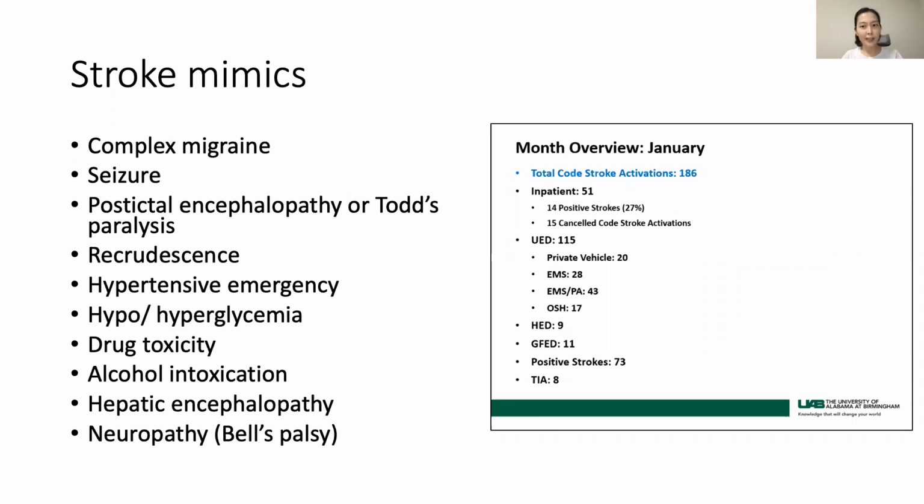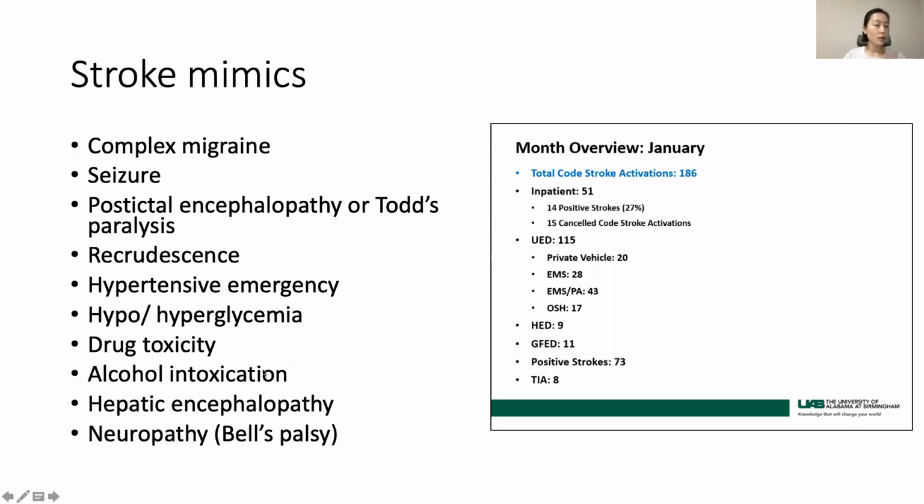There are a lot of things that mimic a stroke. And this is just an example of the numbers from January of this year. There were 186 stroke code activations during the month of January. And as you can see down here, only 73% of them were actual strokes. So more than half of all stroke codes are not actually strokes. And that's okay. We would rather have more stroke codes than more stroke mimics, and have a stroke code called for something that's not a stroke rather than miss a true stroke.